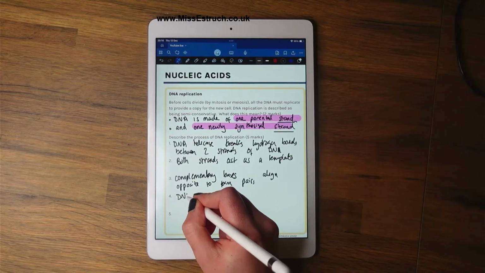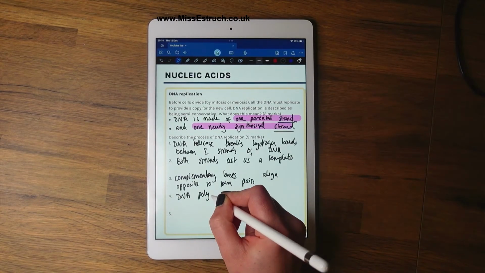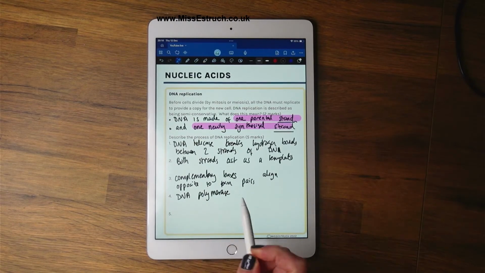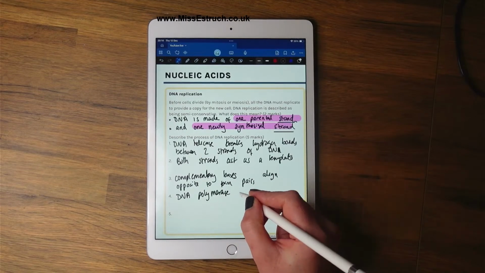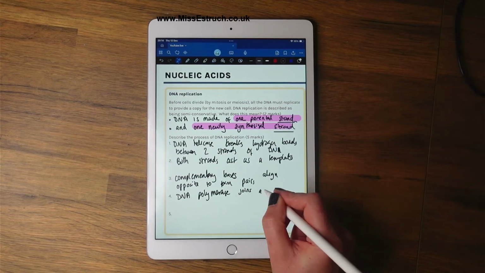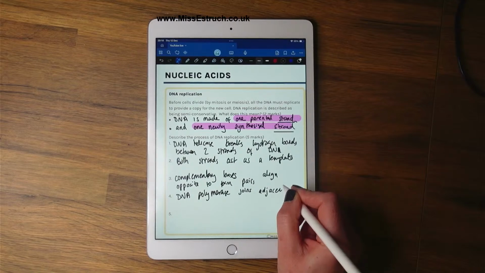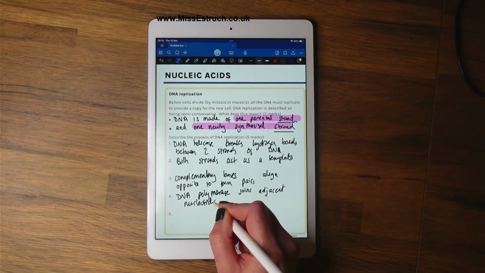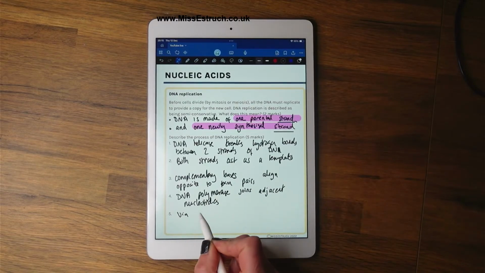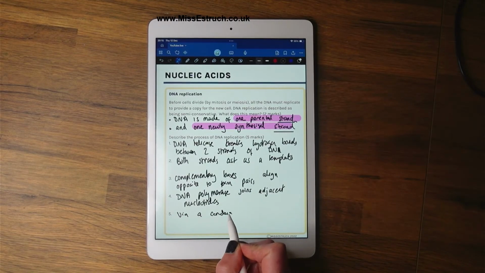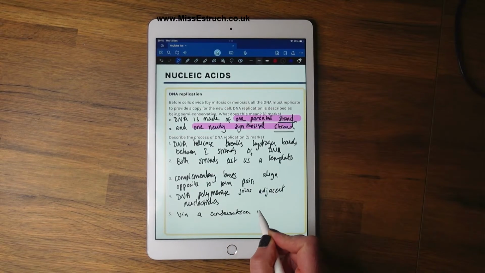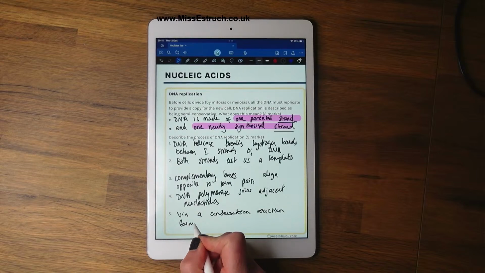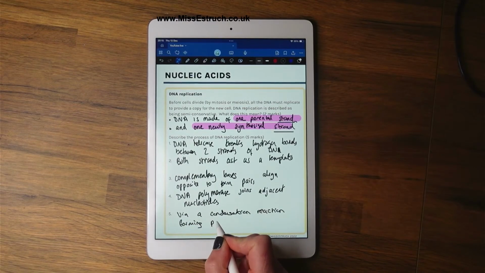Then DNA polymerase. As the name suggests, it makes the DNA polymer. So DNA polymerase joins adjacent nucleotides, and I'm going to say here via a condensation reaction, forming the phosphodiester bonds.